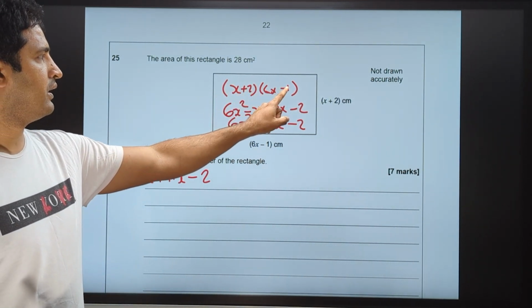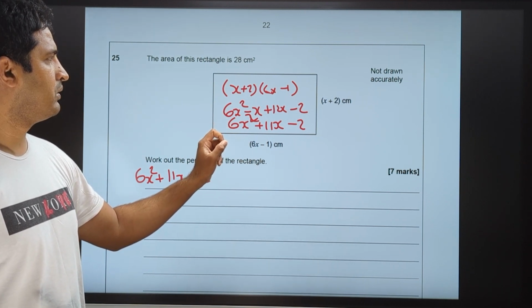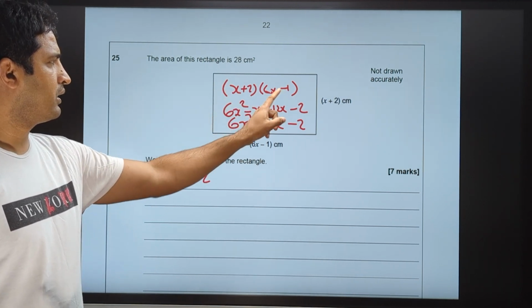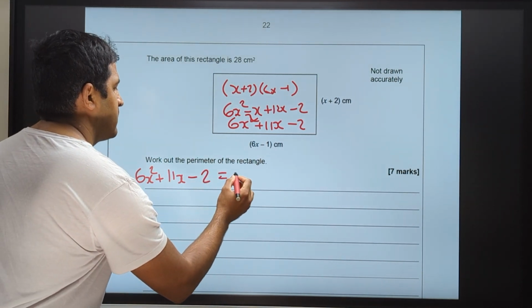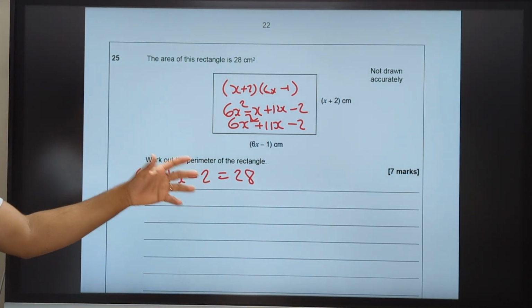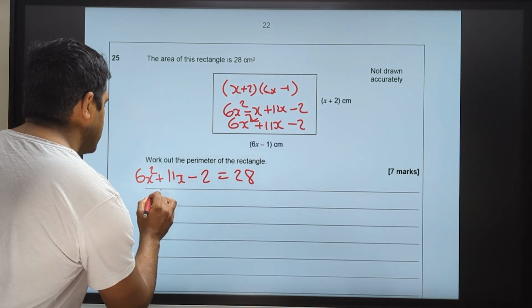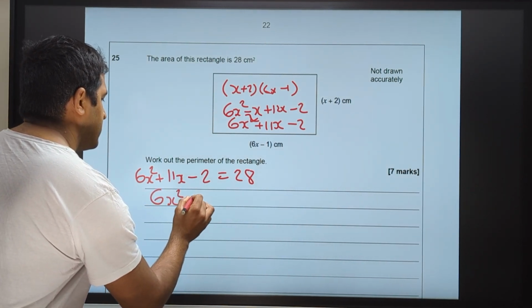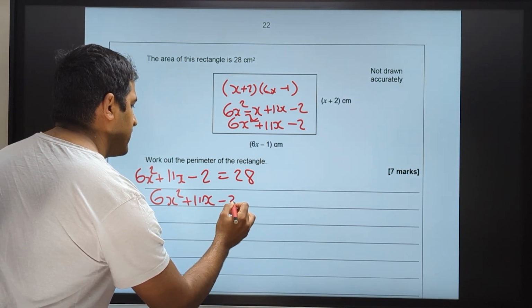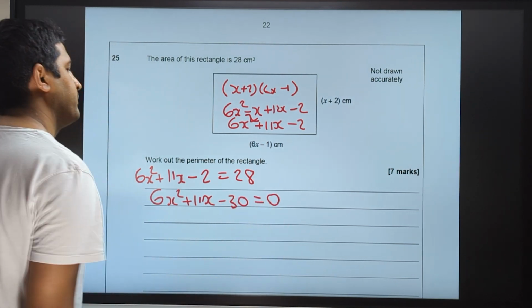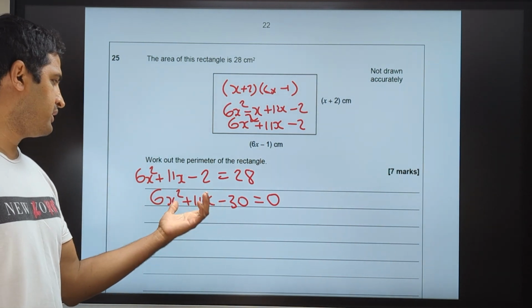6x, negative 2. Negative 1x plus 12x, yeah. Which is equal to 28. So take away 28 from both sides, we get 6x squared plus 11x minus 30, which is equal to 0. Now try and factorize it if you can.